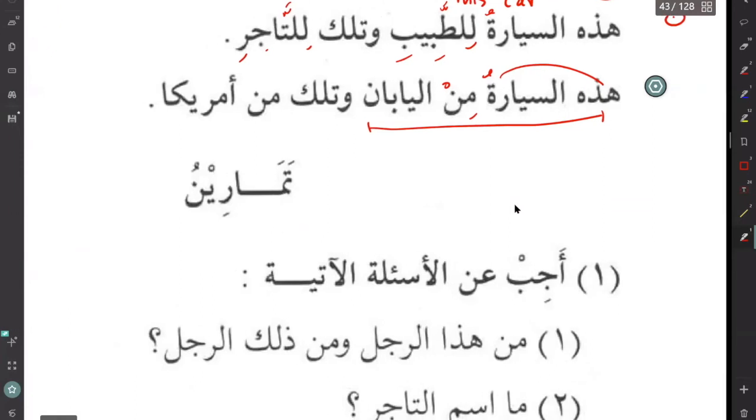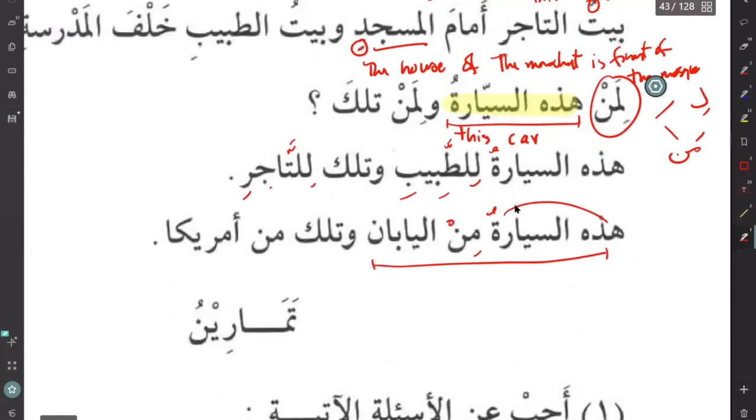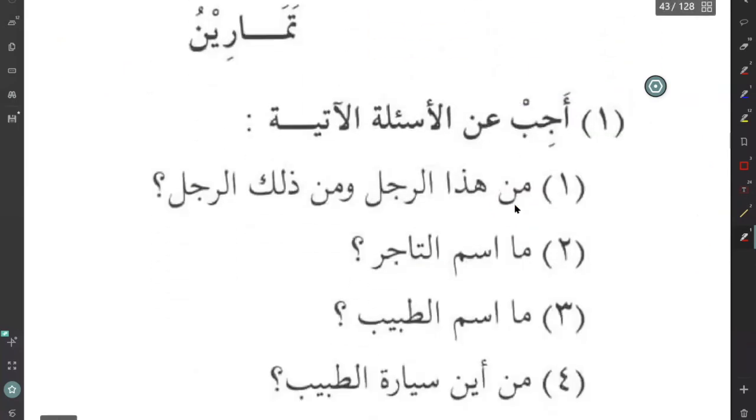So that's the only thing they're trying to explain to you. Now this question, Ajib anil as'ilatil atiya, it goes back to the reading comprehension, right? So inshallah you can read them, and let's see if we can do one of them. Man hadha rajul wa man dhalika rajul. How would you translate? You can say it in English first. Who is this man and who is that man?